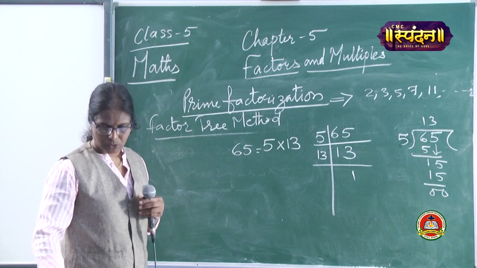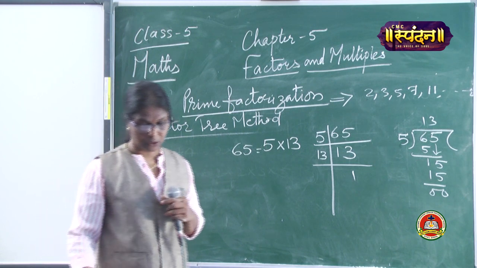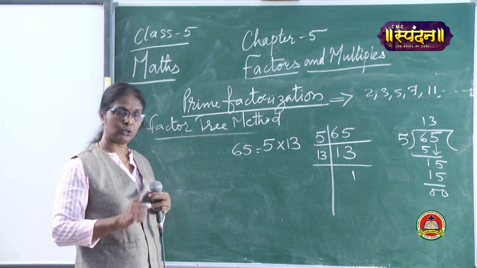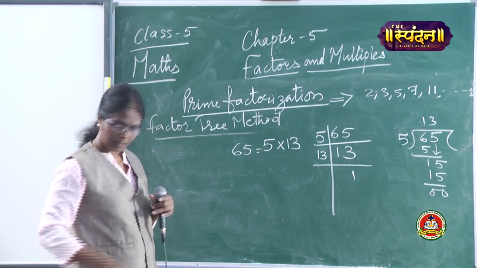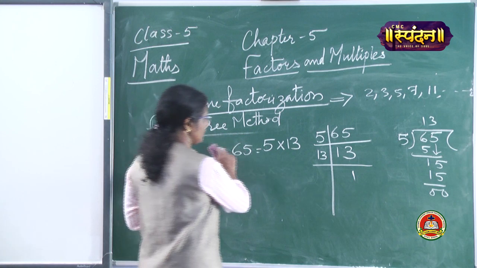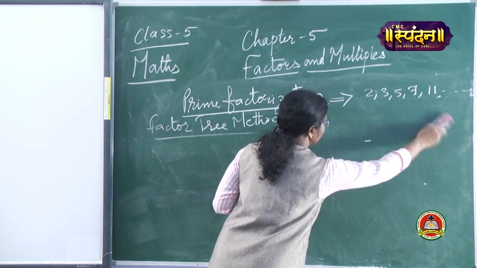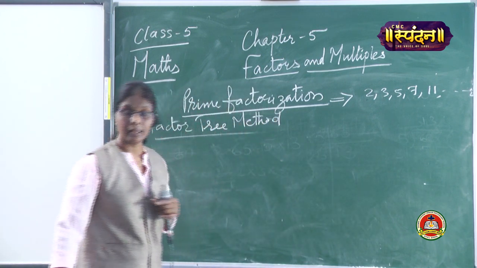Is that clear? So you have to find out the numbers which can divide, but start with the prime number 2. But if it is not divisible, then you can think of the next prime number. Here we had seen it was not divisible by 3 also, then we have seen that yes, it was divisible by 5.